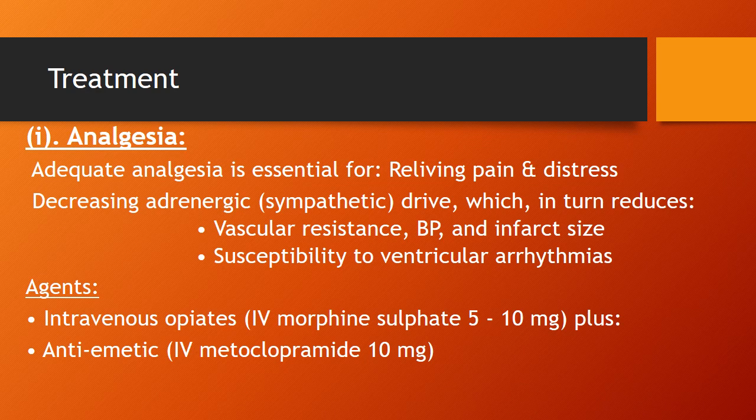The agents which we can use are IV opiates along with an antiemetic like IV metoclopramide, because opiates cause emesis. We should avoid the intramuscular route. Why? Because the effect will be delayed due to poor skeletal muscle perfusion.